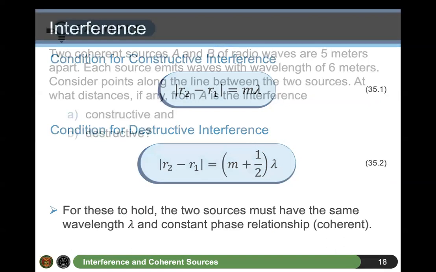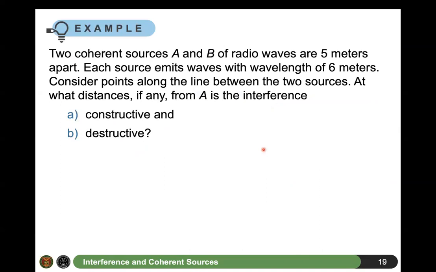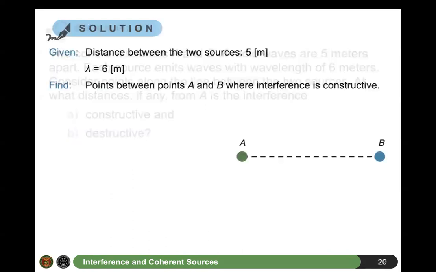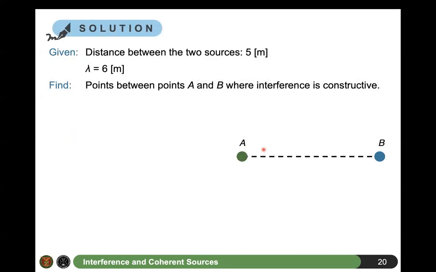For example, two coherent sources, A and B, of radio waves are 5 meters apart. Each source emit waves with wavelength of 6 meters. Consider the points along the line between these two sources. At what distances, if any, from A is the interference constructive and destructive? Okay. So we can draw muna natin yung problem. So distance between A and B is 5 meters and lambda is 6 meters. Yung wavelength of both of the sources is 6 meters.